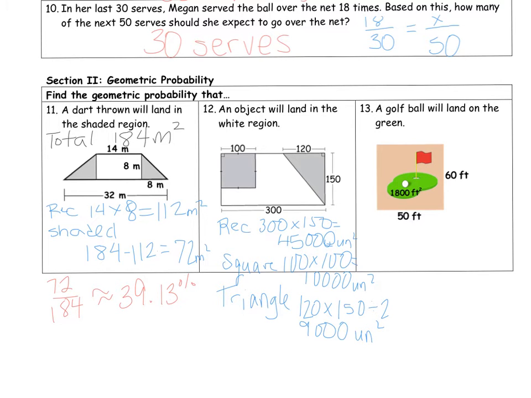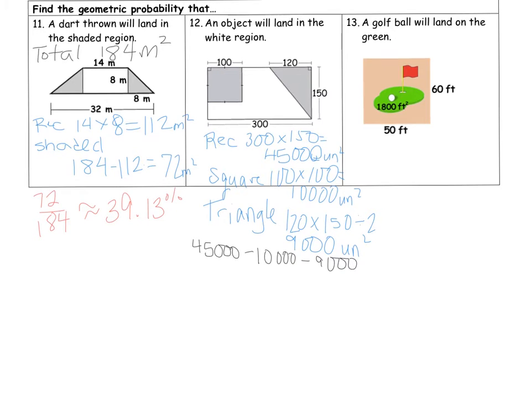units squared. Therefore, to get the unshaded region, we take our whole area of 45,000 and take away 10,000 for the shaded square and 9,000 for the shaded triangle. And that's going to leave us with 26,000 units squared for the unshaded part.